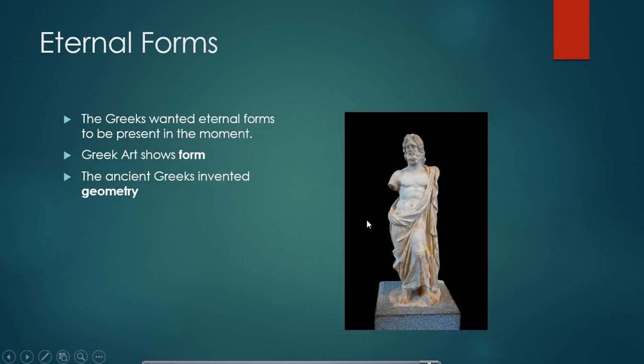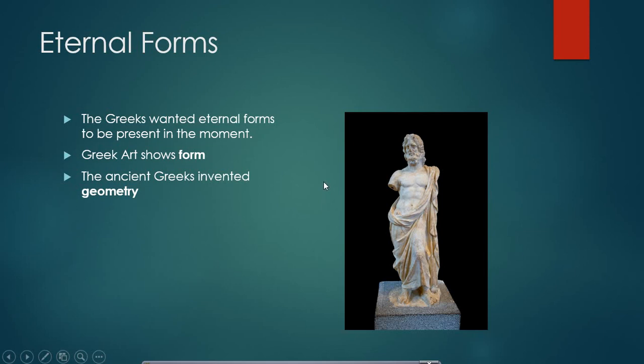And the Greeks, they very much liked eternal forms. So in Western art, it often shows space and action. The Greek art just showed the form. If this were a Western statue, he'd be doing something. But it's Greek, so he's not doing anything. He's just there. You see him. He's sexy. Yep. And that's why the Greeks invented geometry.